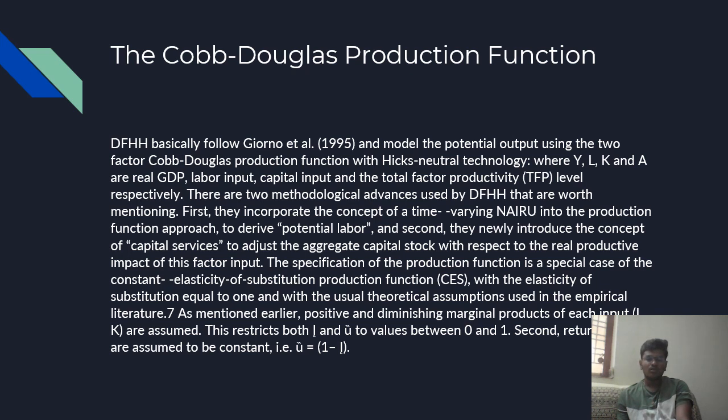The specification of a production function is a special case of the constant elasticity of substitution production function with the elasticity of substitution equal to 1 and with the usual theoretical assumptions used in the empirical literature. As mentioned earlier, positive and diminishing marginal products of each input are assumed. This restricts both alpha and beta values to between 0 and 1. Second, returns to scale are assumed to be constant, that is beta equal to 1 minus alpha.